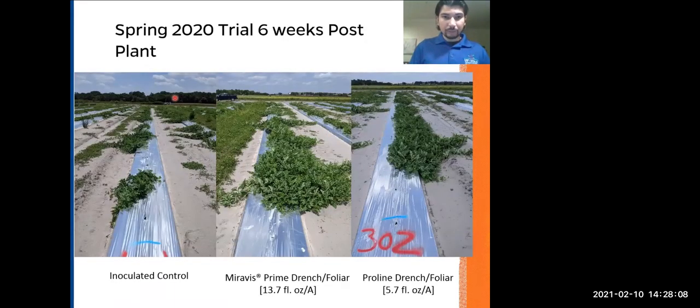And here are some images from the field trials. You can see the inoculated control. We have some plants that succumbed to the disease, and overall a little bit less foliage compared to the Miravis Prime shown here, and also the Proline, which did really well in this trial as well.